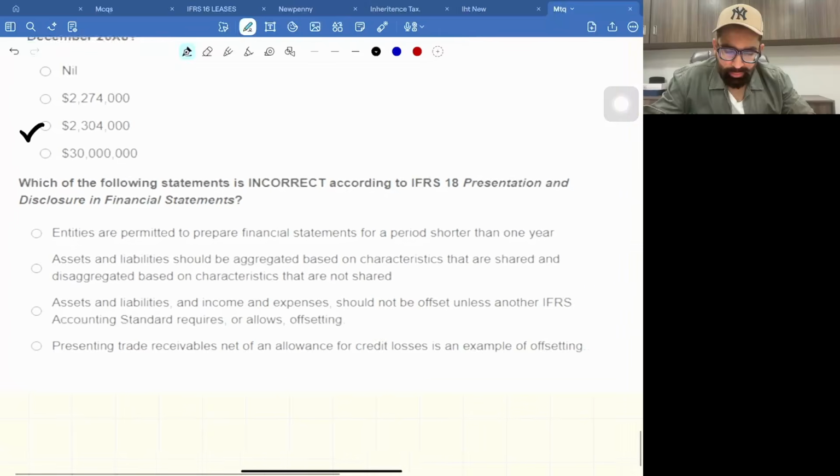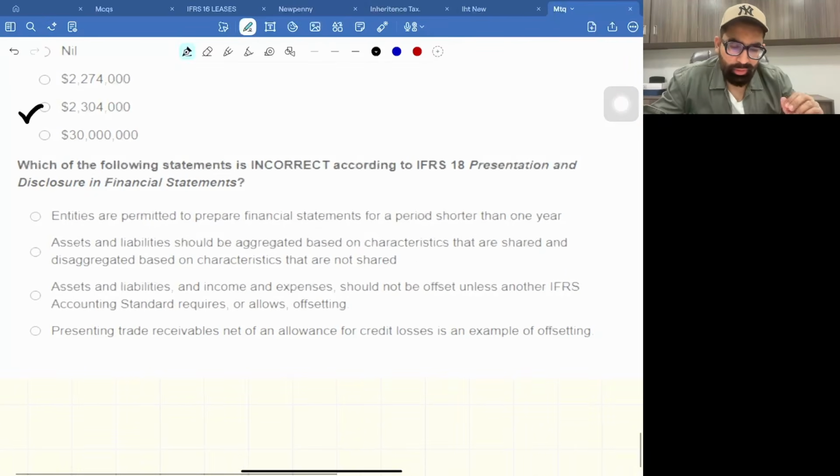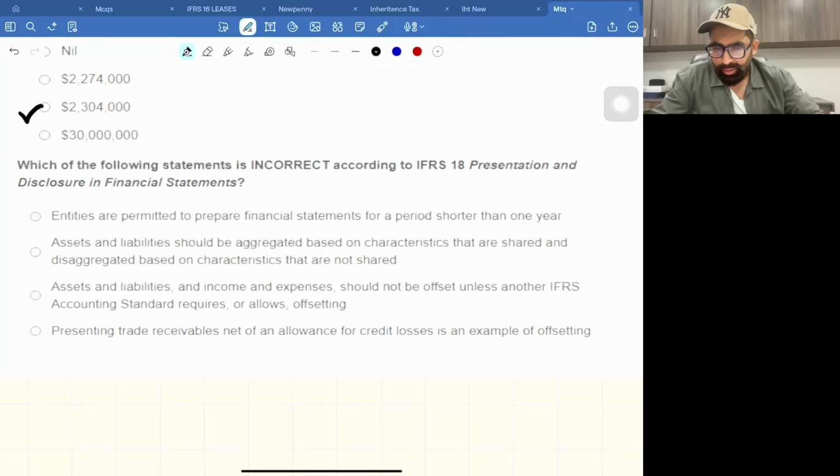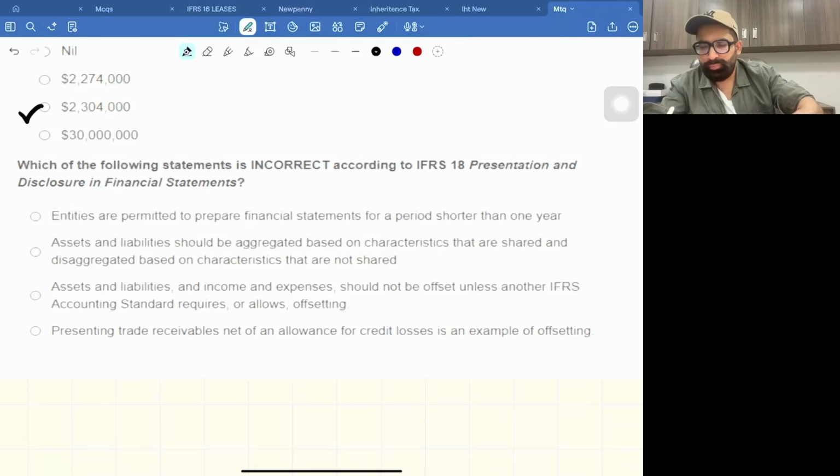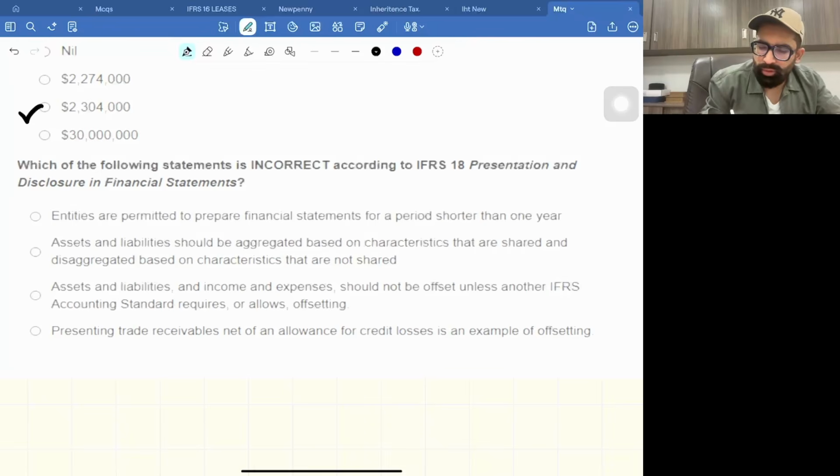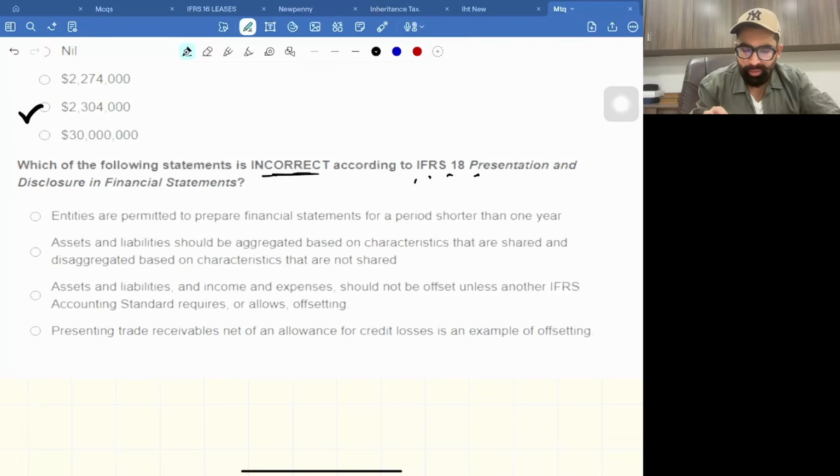Okay, now last thing, IFRS 18. I would recommend you to read towards the class of IFRS 18 as well as read the Study Hub of IFRS 18 as well. It will be beneficial for you. Now, last thing, which of the following statements is incorrect? Incorrect according to IFRS 18. Okay, we need to pick the wrong statement.